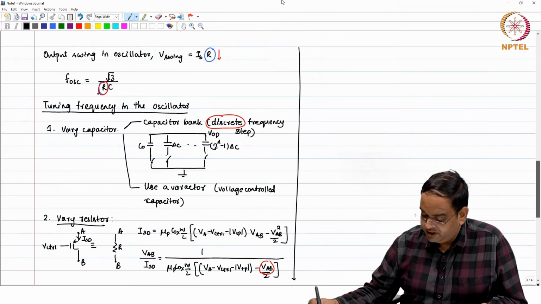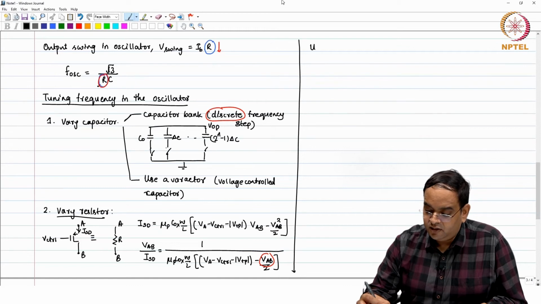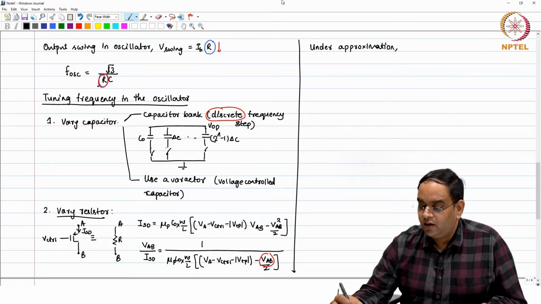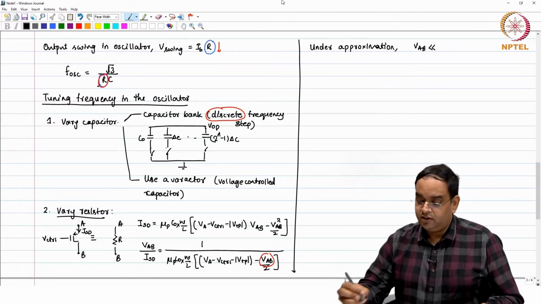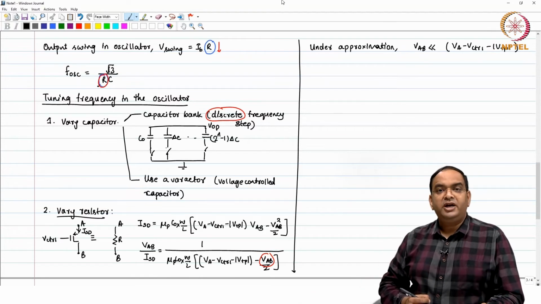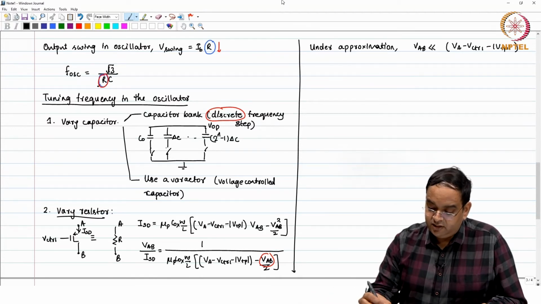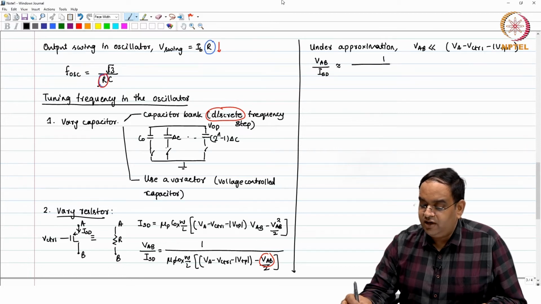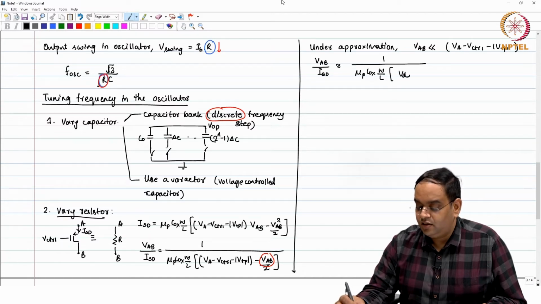So, under the approximation that VAB is much smaller than VA minus V control minus mod VTP, which is also the condition for the MOSFET to operate in the linear region, we can say that VAB by ISD is approximately equal to 1 divided by mu p Cox W by L into (VA minus V control minus mod VTP).